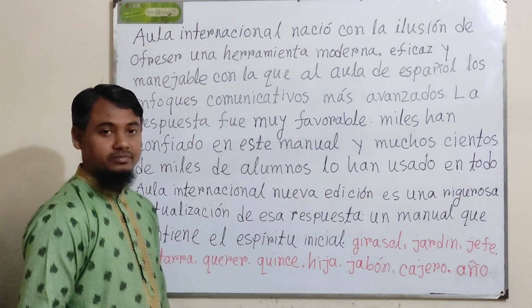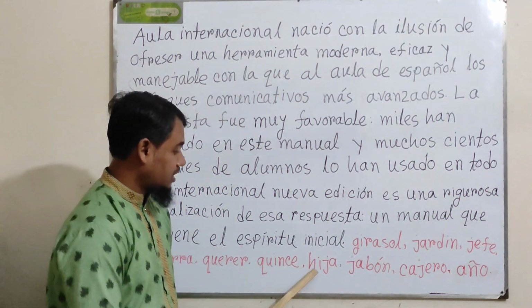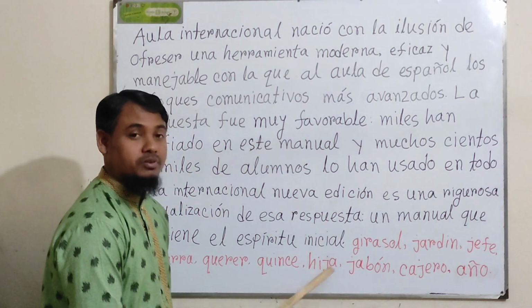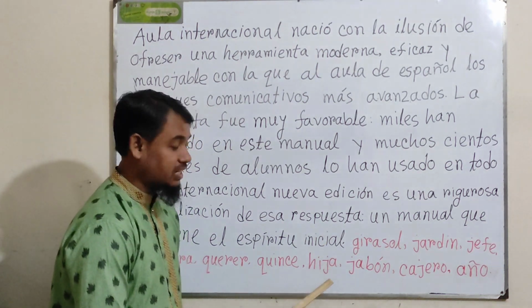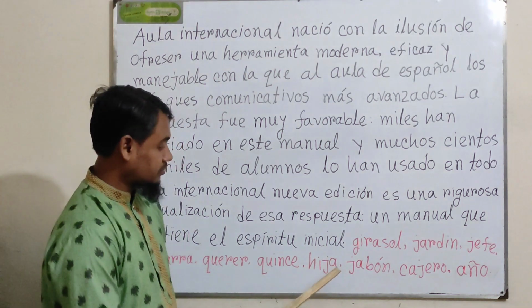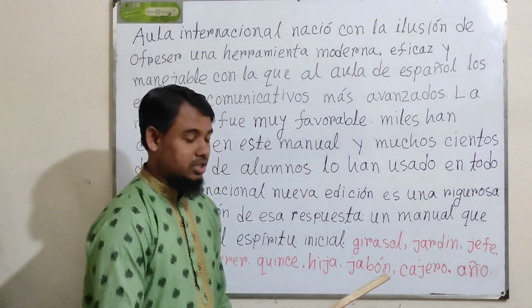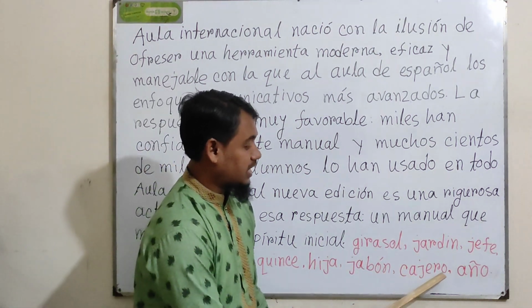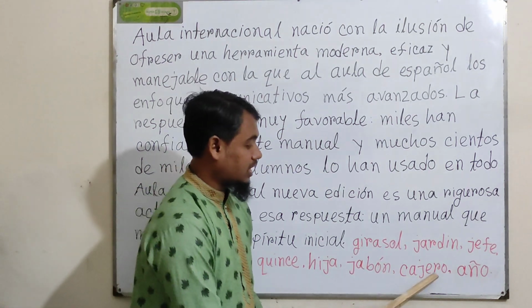Hija. Again, H. It will never be pronounced. Hija. Why ka? Because this letter name is kota. It will be pronounced like ka. Hija. Not hija. Hija. Jabón, jabón, not jabón, jabón. Cajero.